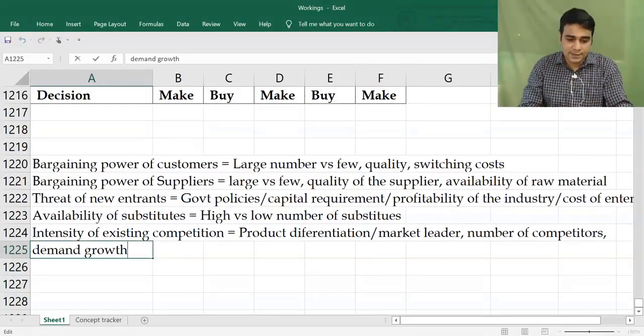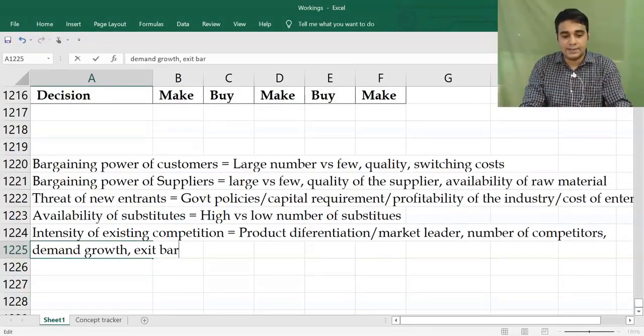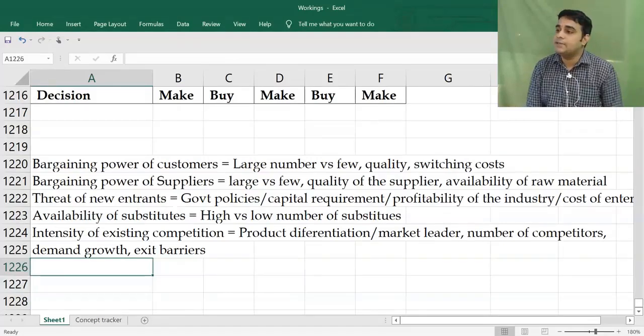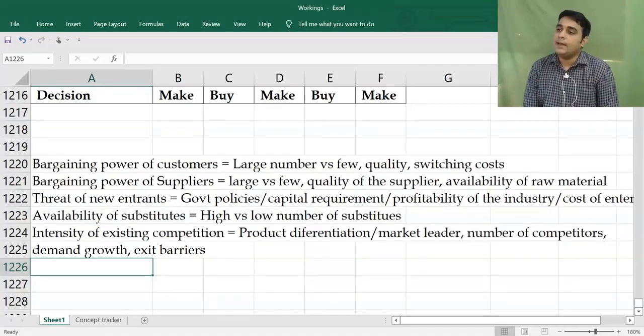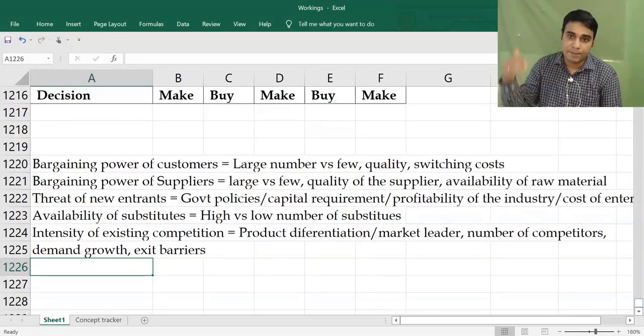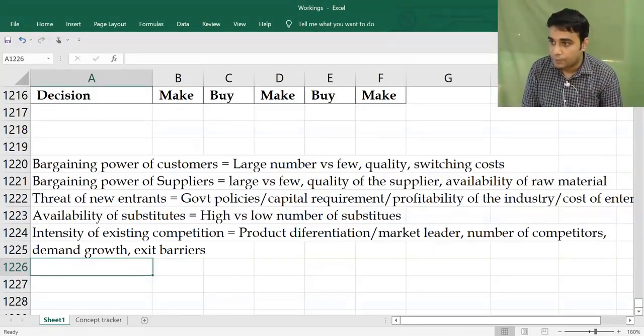Also what matters is exit barriers. Like you have entry barriers, there can be some industries which will have exit barriers. What are exit barriers? I have entered into an agreement and that agreement is for another 15 years. The agreement could be with a customer, with a supplier, for a factory, or with a regulator. If you have entered into an agreement, you cannot come out of it. So exit barriers can also play a big part.